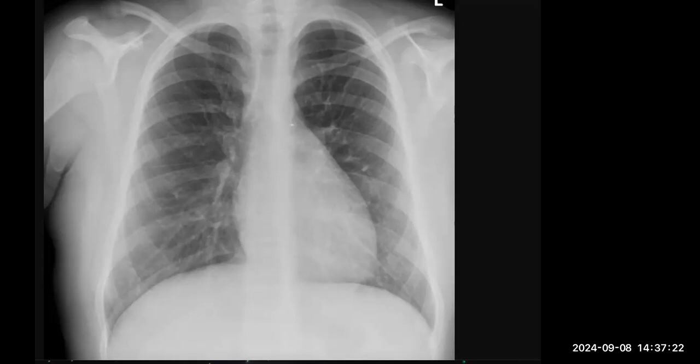The retrocardiac region appears normal. I'm comparing both sides, just looking for symmetry. Upper zone appears normal, middle zone appears normal, lower zones appear normal. I'm seeing well-defined rounded opacities in the left lower zones.